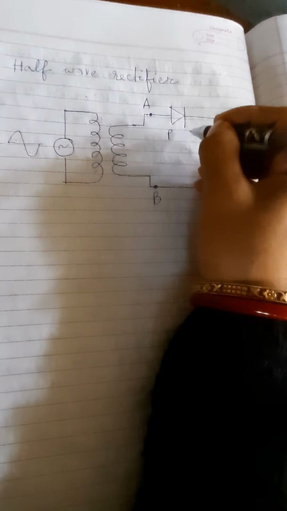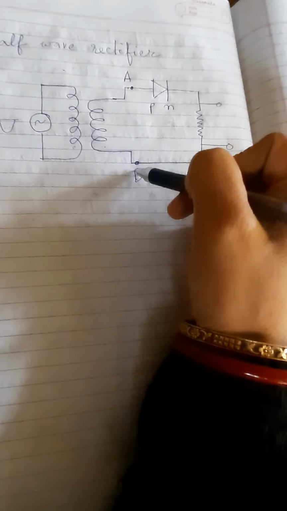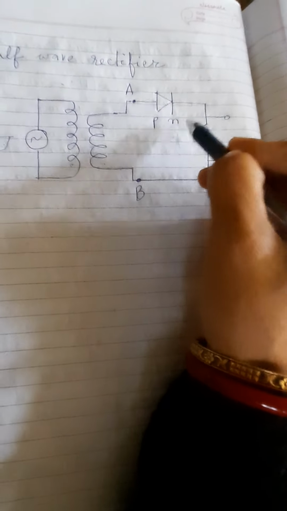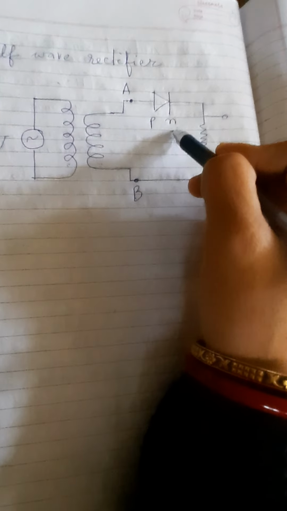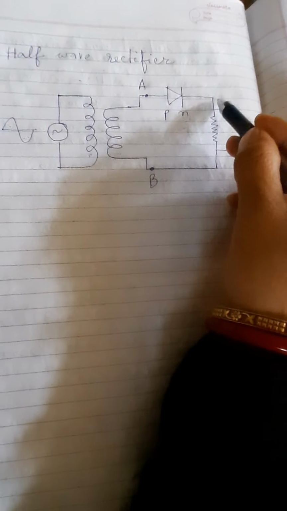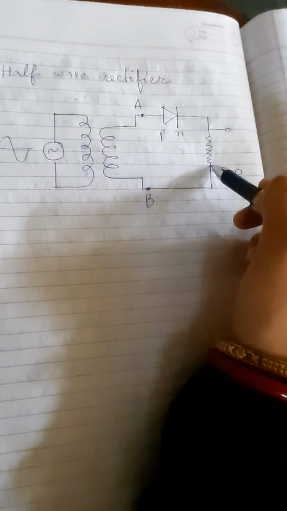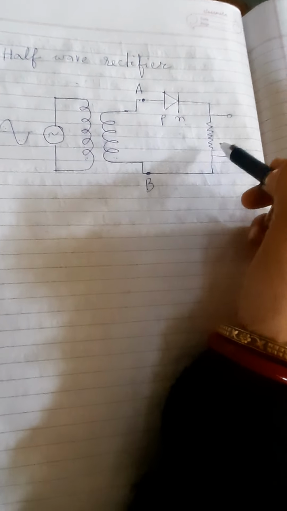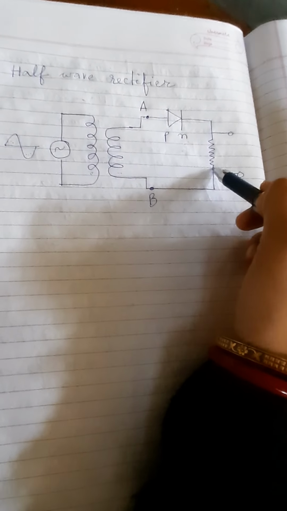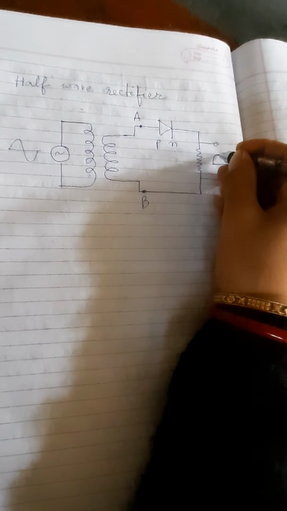If we observe the PN junction diode, P is connected to positive and N is connected to negative. So ultimately the PN junction diode is in forward bias. If forward bias, then we have maximum current through the diode. If current flows through the diode, then this current flows through the resistor also. If it flows through the resistor, then we have the potential drop across the resistor, and then we have the output.